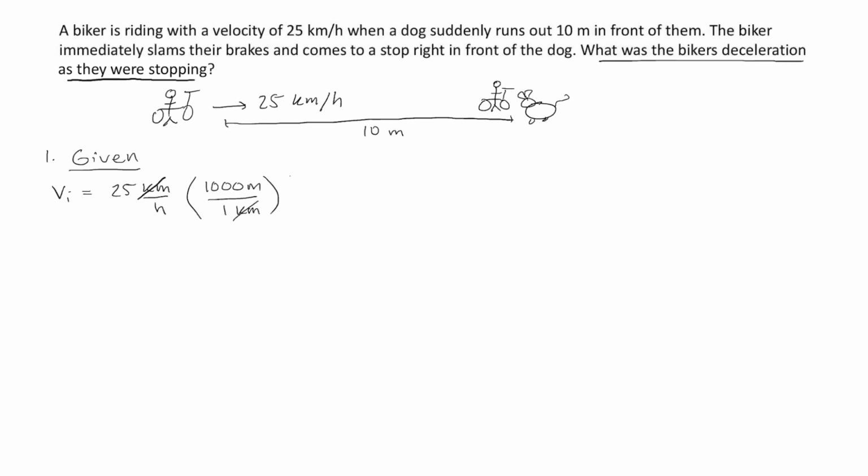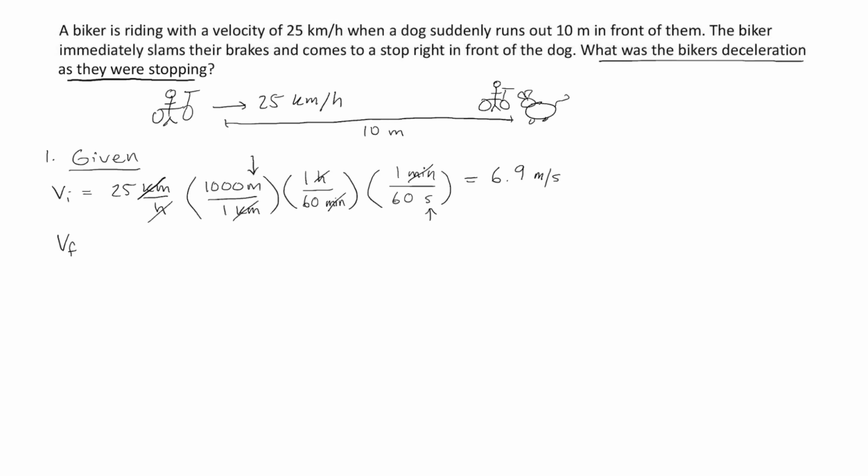Next, we have to get rid of the hours and replace it with seconds. Well, we know 1 hour is 60 minutes. We can use that conversion factor to get rid of hours. Now we have to get rid of minutes. Well, we know 1 minute is 60 seconds. And with that, we cancel out the minutes. Now we can see the only units that are left are meters and seconds. When we do the math, we find that the initial velocity is 6.9 meters per second.